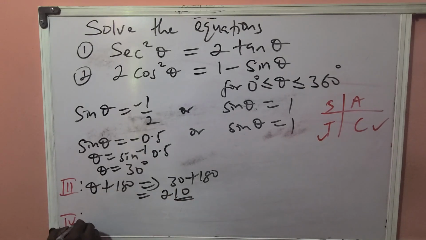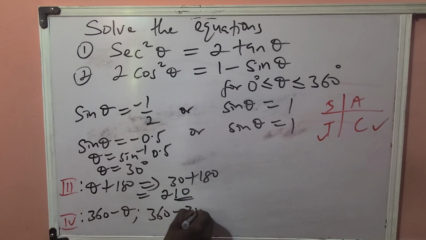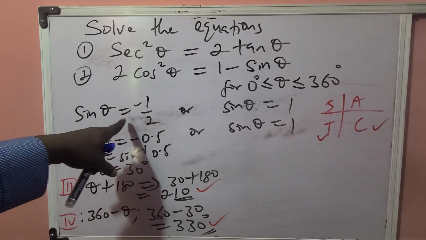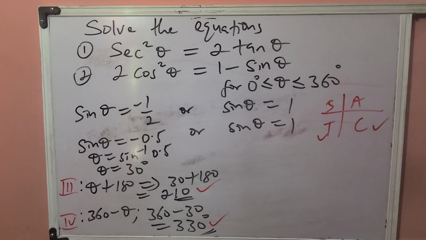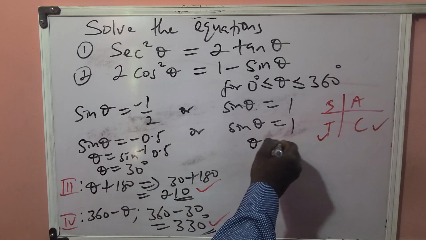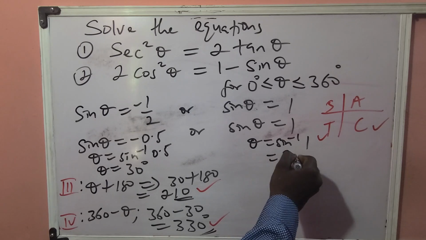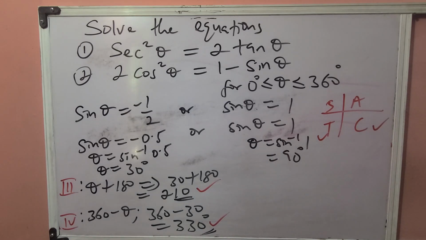For our second answer here, the rule in quadrant 4 is 360 minus theta. Our theta here is 30, so that will be 360 minus 30, and that will be 330 degree, which gives us our second answer. So you can see from here that we have this and this as both of our answers when we're dealing with sin theta being minus 1 over 2. But for sin theta being 1, arc sine of 1 is obviously 90 degree. So if you go on to investigate this, you say theta equals arc sine of 1, that will be 90 degree. So this is a positive 1.